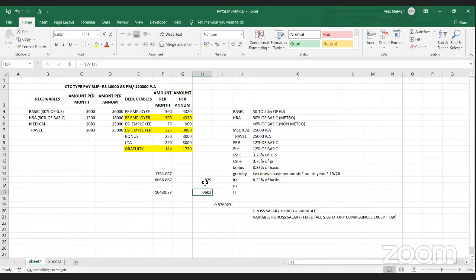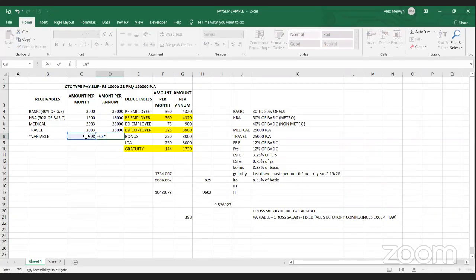Now, after doing all this, if I remove the employer shares, which is PF employer share, ESI employer share, and gratuity, I'm getting a leverage, which is 9,602. Now this I have to minus it from gross salary. So 10,000 rupees minus this amount. What you're getting is 398 rupees. That will be your variable pay. So this is what the idea is.